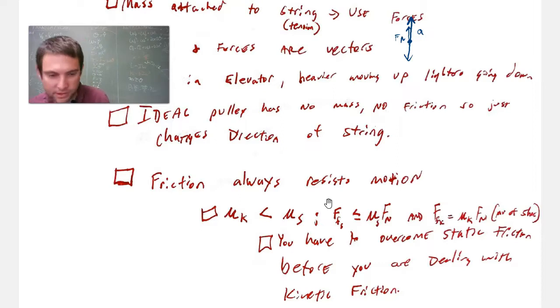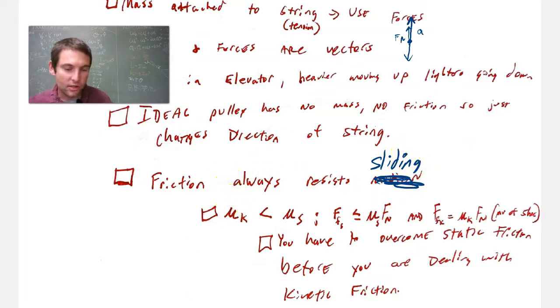Friction always resists. No. No. We know better. Friction always resists sliding. In fact, our motion often relies on us having friction. That's what traction is. So when we walk forward, that is the earth pushing us forward through friction. Our feet come in contact with the earth, and we push down and backwards on the earth. The earth is pushing up and forwards on us to move us forward. So friction always resists sliding. Use that to your advantage.